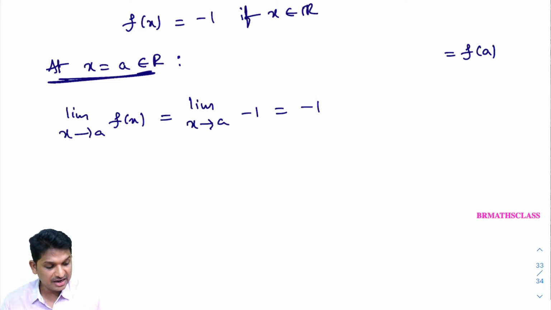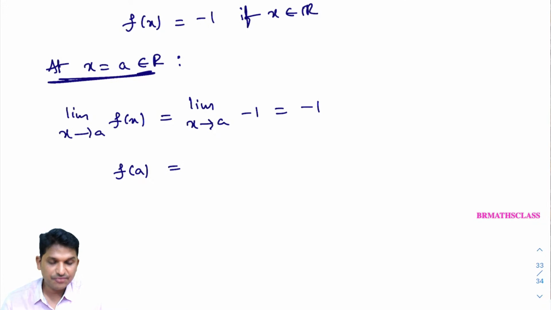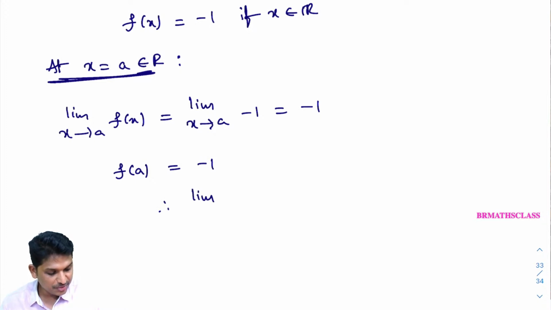Now I need to calculate f of a. To calculate f of a, we need the function. Here only one function is there, that is minus 1. What is a? A is a real number. When a is a real number, the function is minus 1. So what you got here? Therefore limit x approaches to a, f of x equal to f of a.